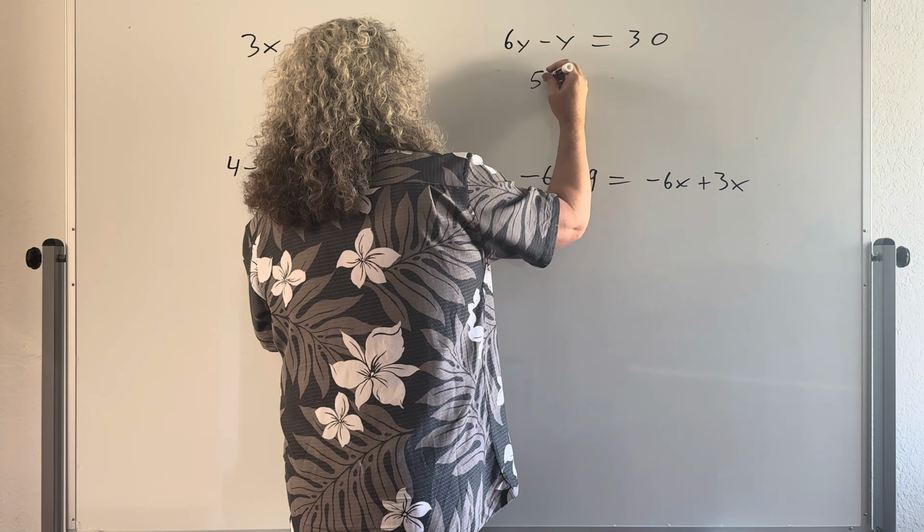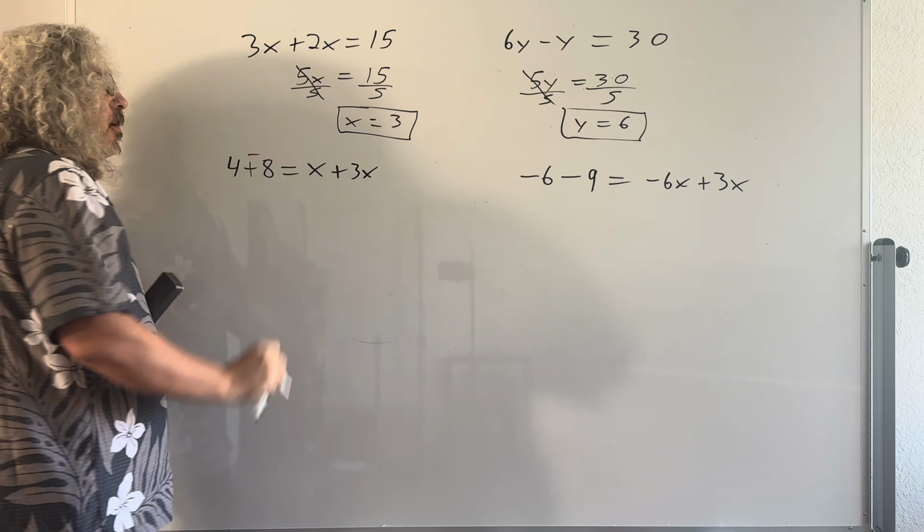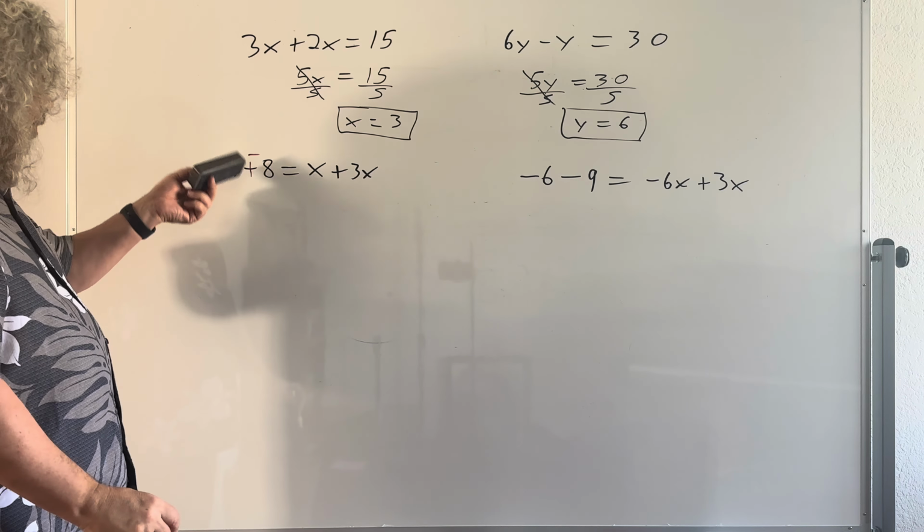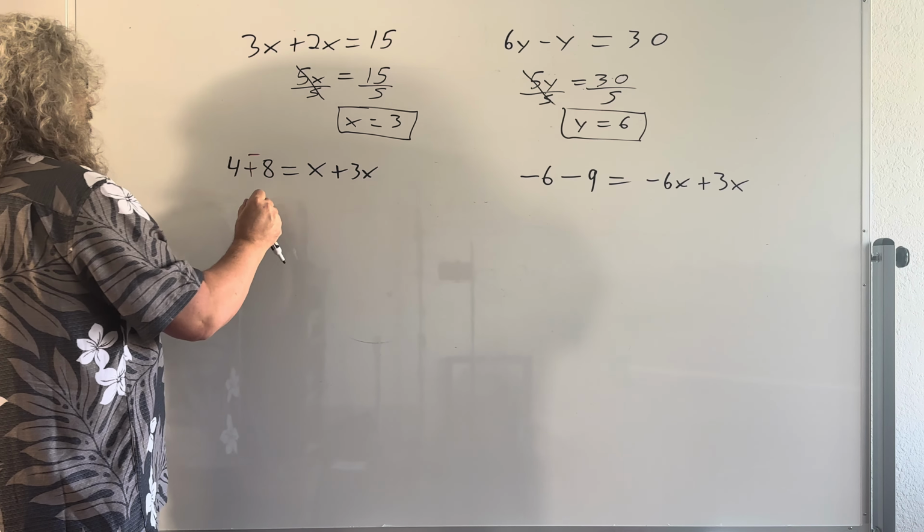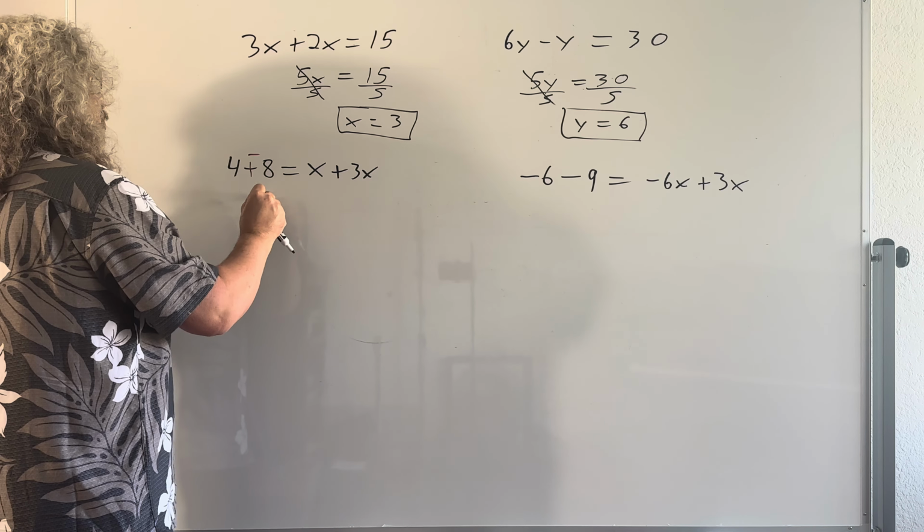I have numbers on one side, letters on the other. Doesn't matter if they're left or right, remember? So let's go ahead and combine these. 4 minus 8, I hate that. That's okay. Add a line, change the sign. Now it's an addition problem. Signs are different. Subtract them, keep the sign of the bigger number, which is negative. Equals, remember that's a 1x. 1x plus 3x is 4x.